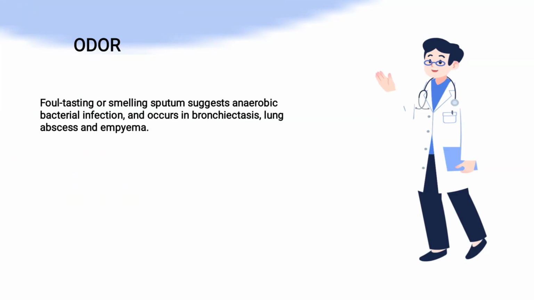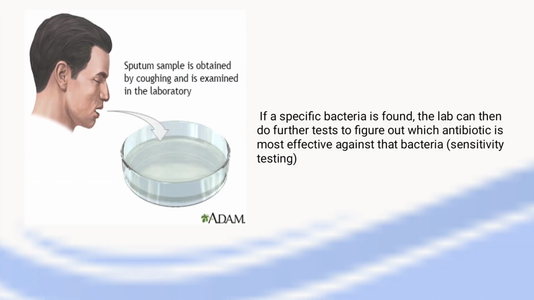Odor: foul smelling sputum suggests anaerobic bacterial infection. The anaerobic bacteria, when they undergo metabolism of nutrients such as carbohydrates, generate sulfhydryl compounds and incomplete metabolites. These sulfhydryl compounds have a specific odor, especially called a rotten smell. So when there is a specific odor, it generally indicates an anaerobic infection.